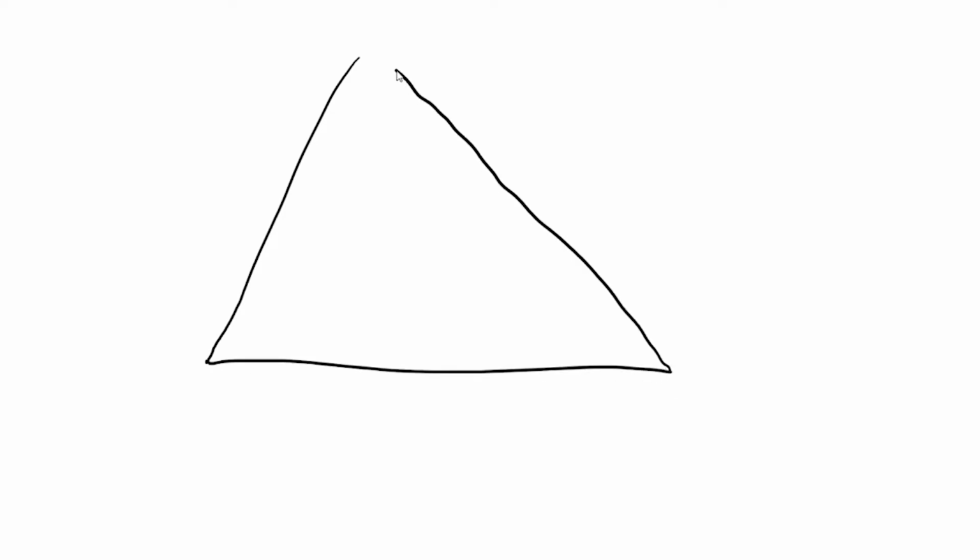Okay, so let's get to the proof. So let's consider a triangle again. And we're going to consider a triangle with mass MA here, mass MB here, and mass MC here. And they're all going to be connected by some massless rods. And let's say the center of mass is somewhere like here.